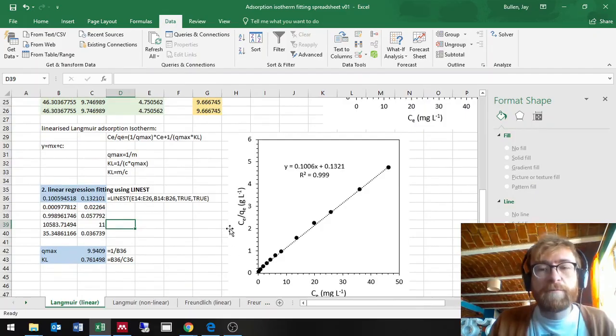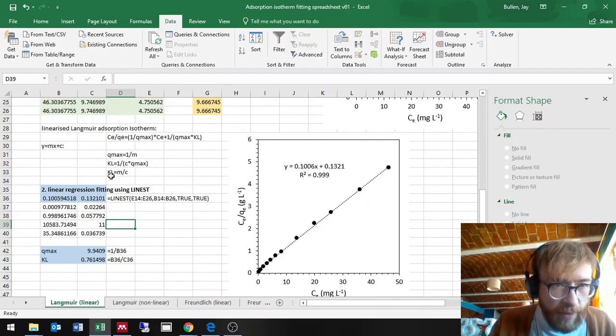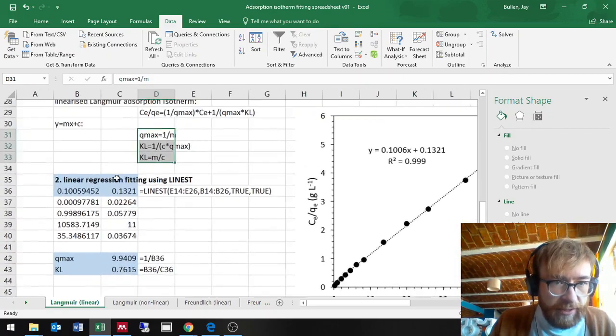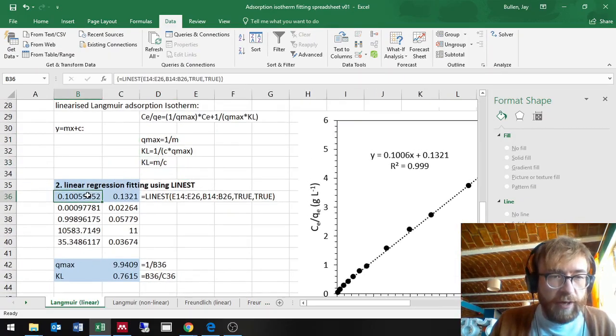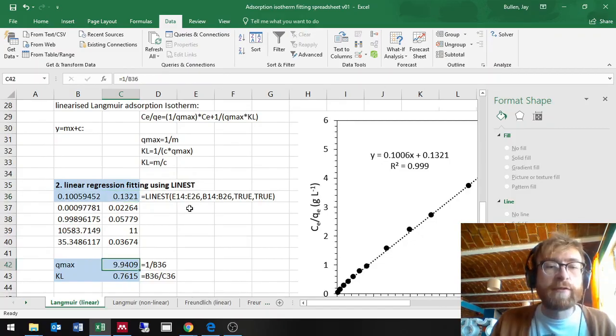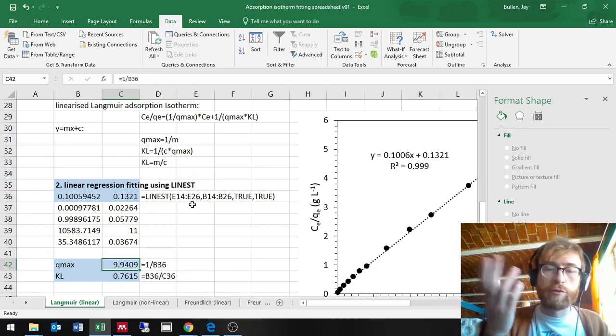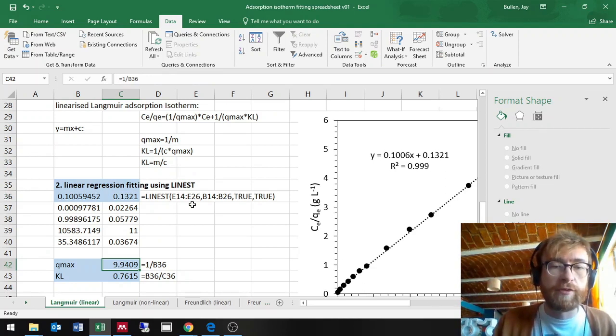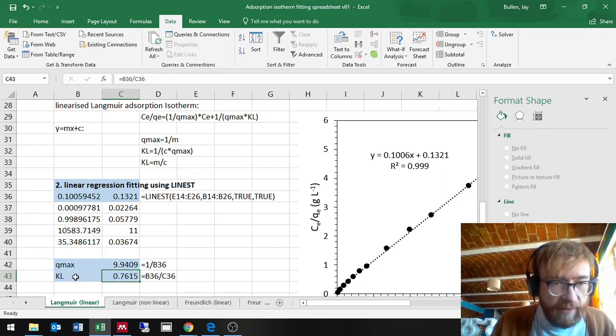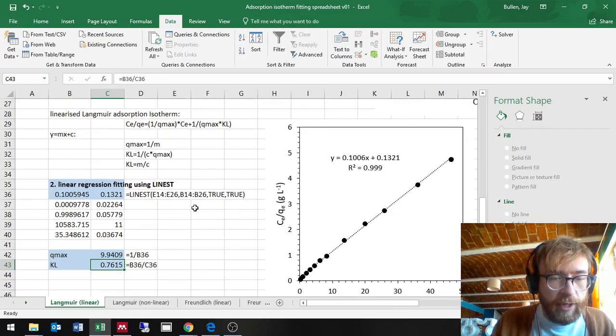From this linearized form of the Langmuir adsorption isotherm, I can use these relationships here to convert my M values and C values into values of Qmax, which is the maximum adsorption capacity of your adsorbent according to the Langmuir adsorption isotherm model, and to get this value of KL, which is the Langmuir adsorption constant.